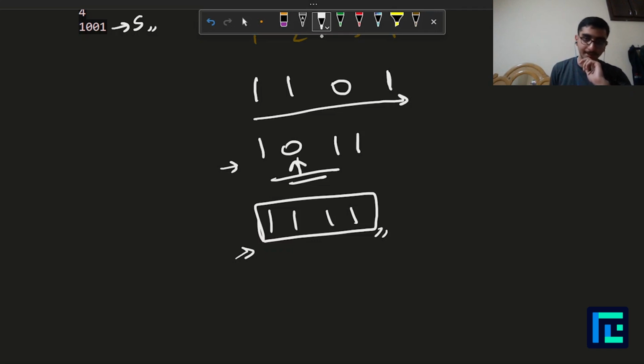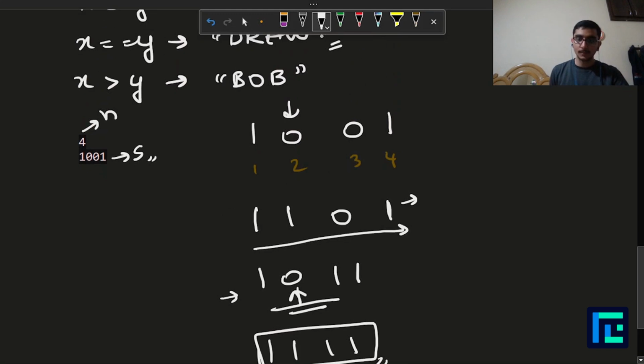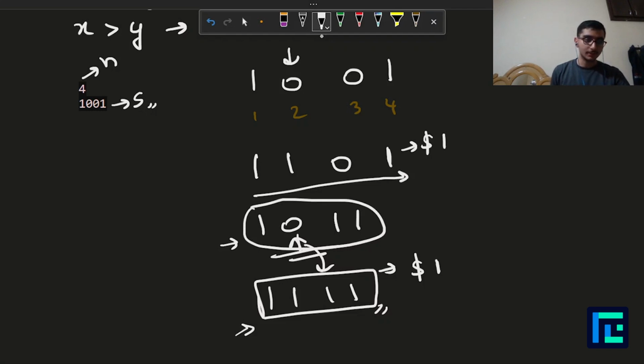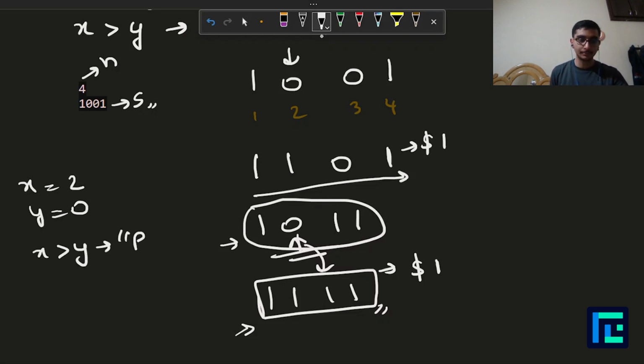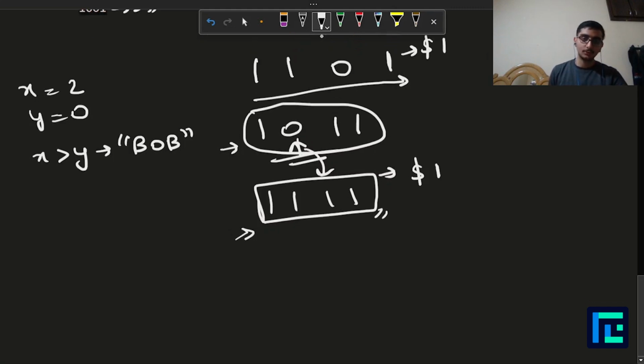So our operations end. And we can see that Alice used up $1 here. And she also used up $1 to convert this 0 into a 1. But Bob did just one reversal operation, which is free of cost. So that means x is equal to 2 and y is equal to 0. As x is greater than y, we print Bob. As simple as that. Right. Now, please remember the question says that both Alice and Bob play optimally. So we'll have to look out for that.